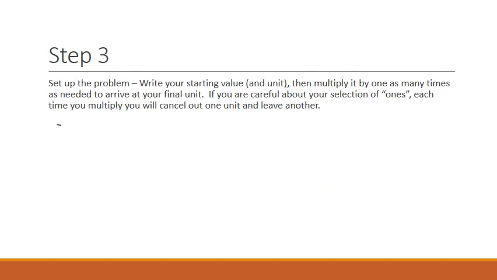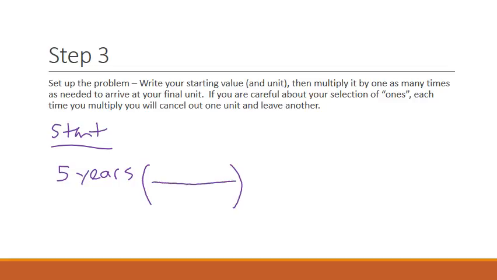Step 3. So this is where the fun part really happens. It says set up the problem. Write your starting value and unit and multiply it by 1 as many times as needed to arrive at your final unit. So we started, and now I'm going to put everything together: 5 years. Okay, so I added my number and my unit, my value and my unit. And I'm trying to get from years into days. I get to multiply it by 1 as many times as I need to get to my final unit. So I'm going to come up with a value of 1 that I can use that's going to help me get closer to my goal.